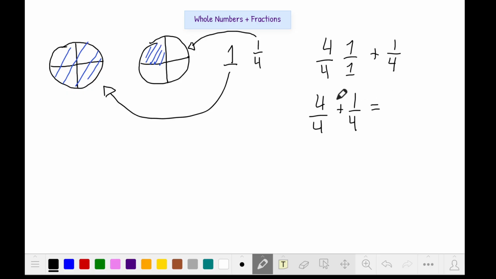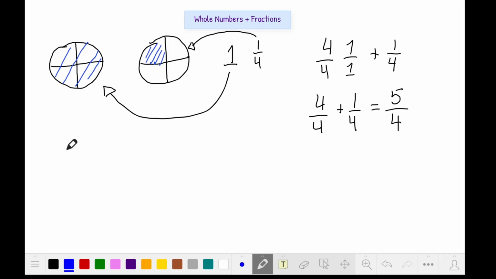And now we just do like we always do, add the numbers across the top. 4 plus 1 is 5. And then the bottom number, when you're doing addition or subtraction, stays the same because we're talking about the size of the slices here. So these are slices of size 4, or quarters.